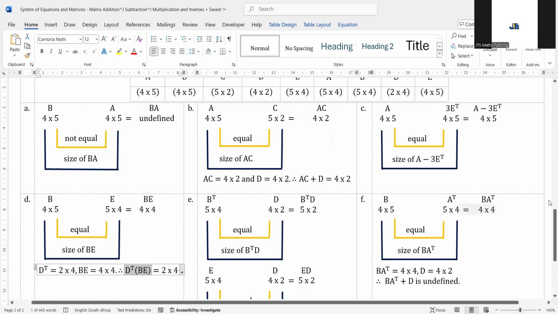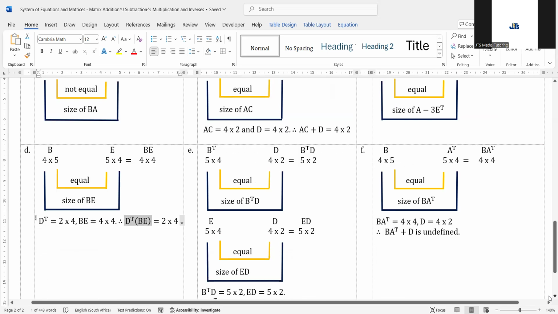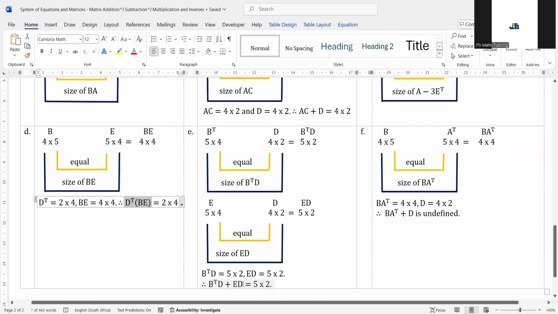All right. Let's look at this E. I'm going to highlight what they want us to look at right here. So they want us to prove whether B transpose multiplied by D plus ED is defined. Okay, so B transpose is a 5x4. D is a 4x2. This means the number of columns in B transpose is equal to the number of rows in D. So B transpose D is a 5x2 matrix. It is defined right there.